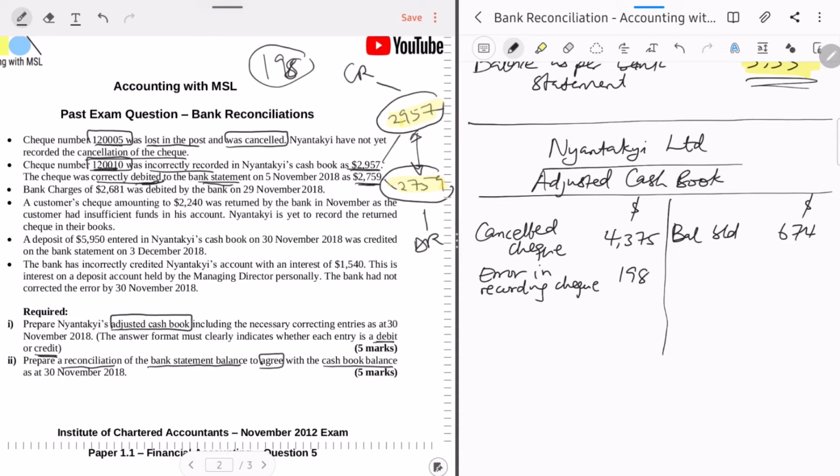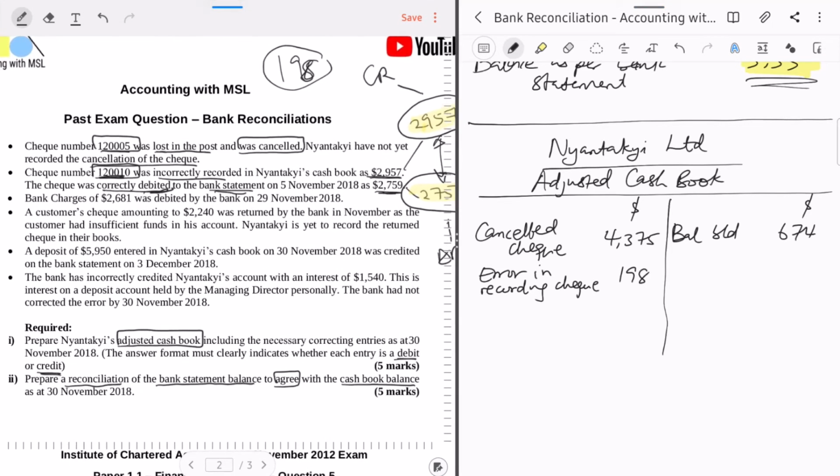All right. The next they are saying is what? Bank charges of 2681 was debited by the bank. We go back to the basic principles we started with. If the bank debits you with bank charge, what would you do? In your books, you will do the opposite by what? Crediting. When the bank debits, you credit, right? So we come to our credit side and we write bank charges. What's the figure? They told us it's what? 2681 right here.